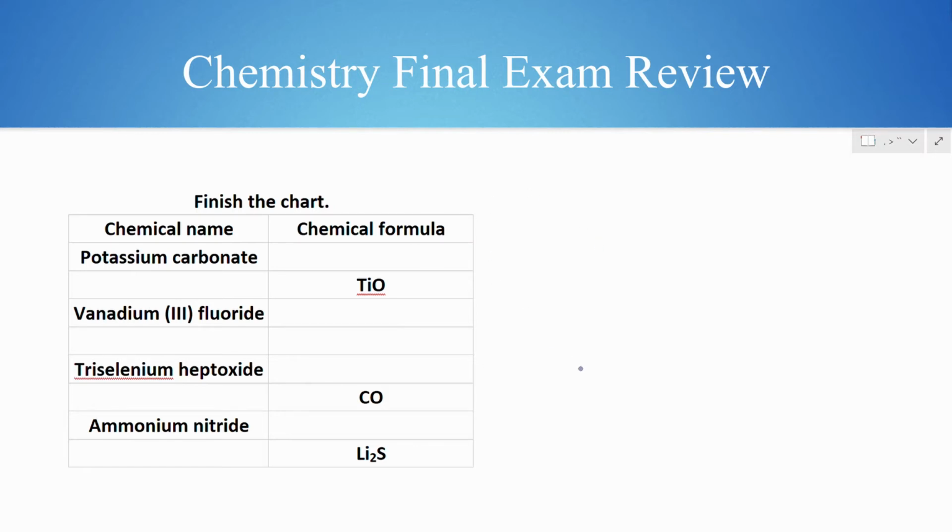Here we have a chart that we need to complete. This is just practice on chemical names and chemical formulas. So in some we're given the chemical name, and in some we're given the chemical formula, and we need to find the other one. So for the first one, we have potassium carbonate. Now potassium carbonate is an ionic compound, and so we know that we are not going to use prefixes. Looking at potassium, it is symbolized by K, and carbonate is a polyatomic ion with formula CO3 minus 2.